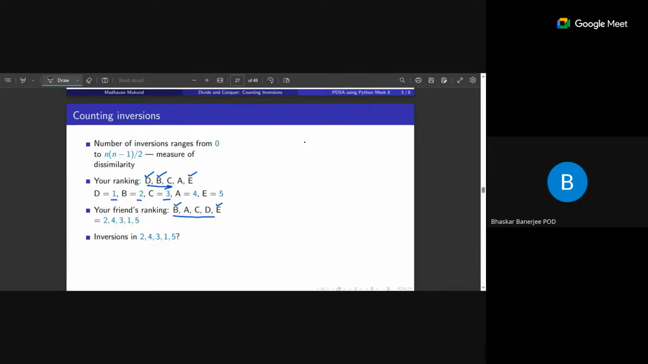Now, let's say, what's the next thing that you can do? This algorithm does not take care of the amount of likability. As I said, here D is earlier and E is later, but here D is the best and E is the worst. Here also D is earlier and E is later, but D and E both are towards the end.